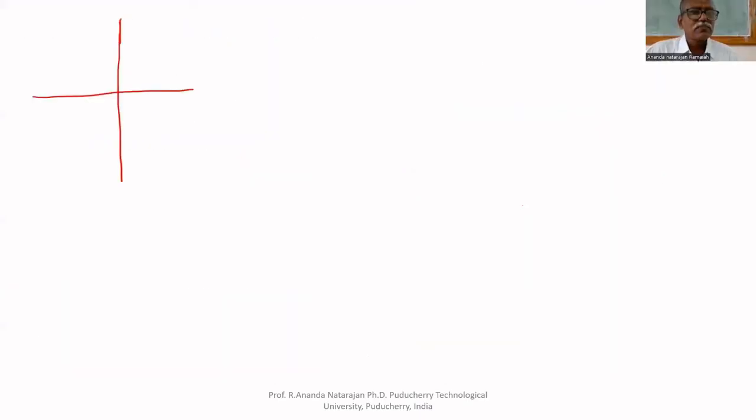We know that in the S plane, if we select a pole, it is enclosed by a contour.